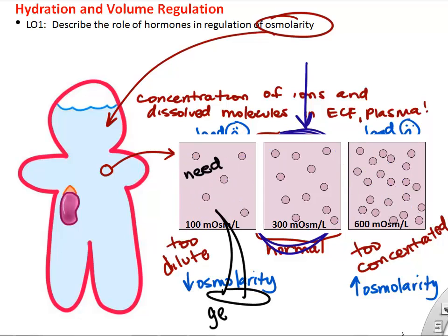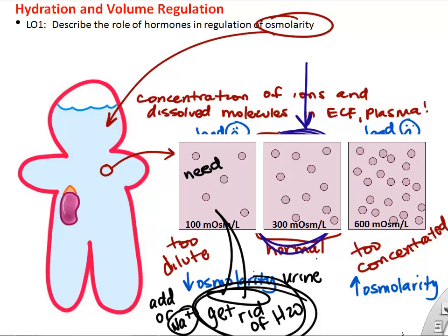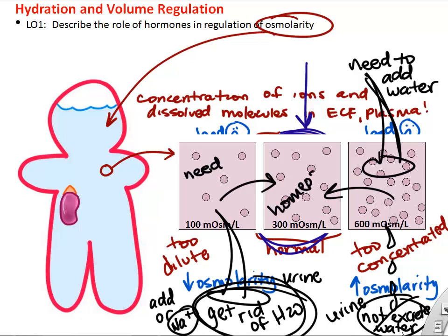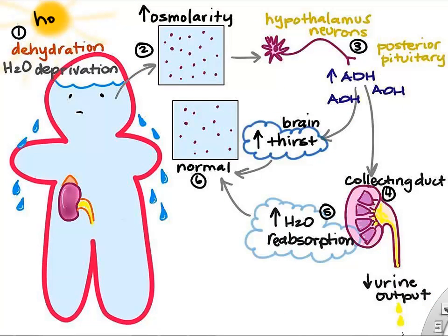So if your osmolarity is too low, you need to get rid of some of that excess water, or you could add solutes. The easiest way is really just to pee out water. If your osmolarity is too concentrated, too high, you need to add water, and so you also don't want to be peeing out a lot of water. And so you usually get thirsty and you stop peeing out water and you drink water. And again, in both of these situations, you want to go back to normal osmolarity and homeostasis.